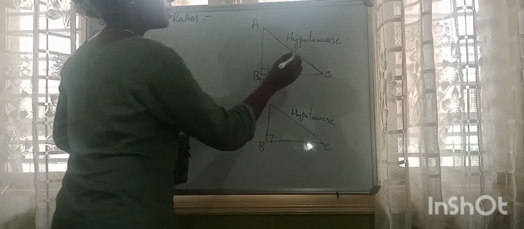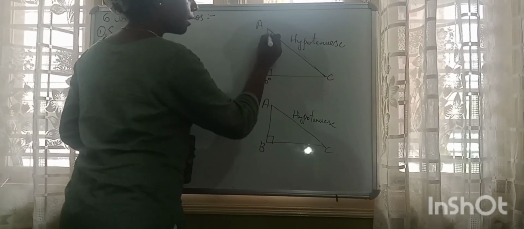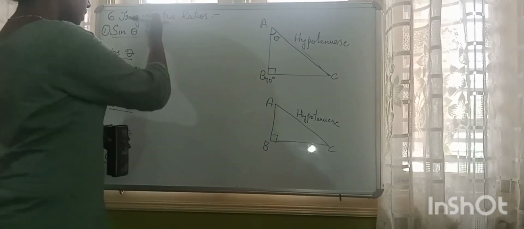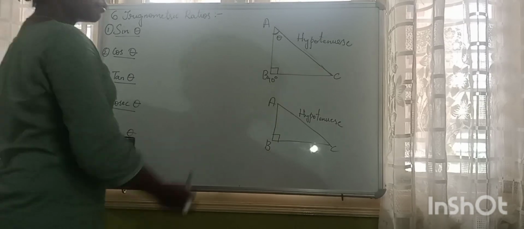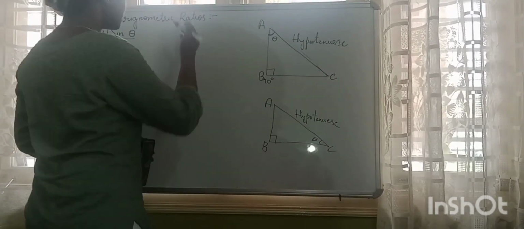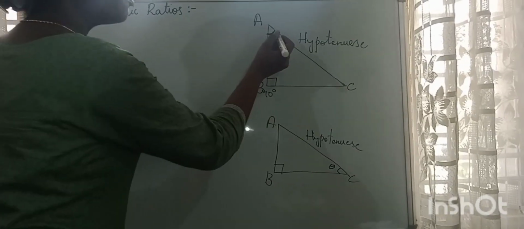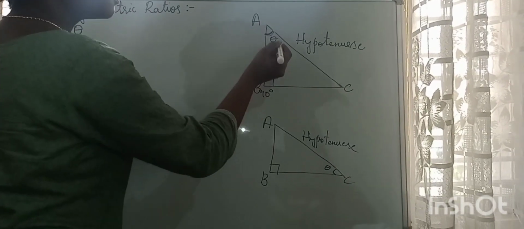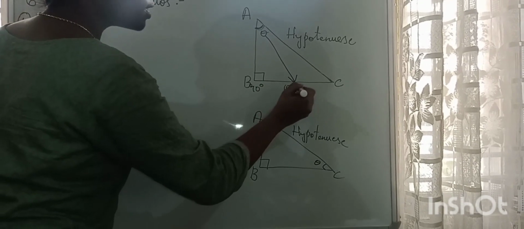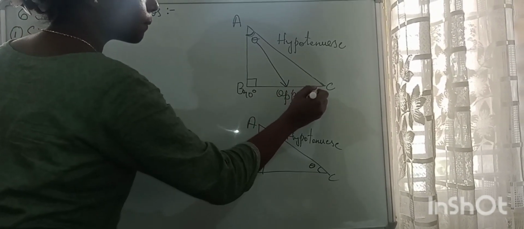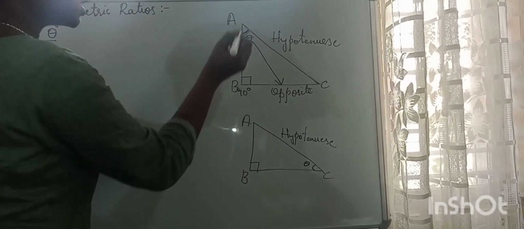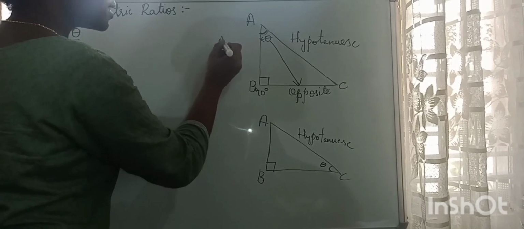Now, if I consider A as theta, the values of all the 6 trigonometric ratios will differ. And if I consider C as theta, the ratios will differ. If this is theta, the side opposite to theta is called the opposite. And the side which is present next to theta is called the adjacent.